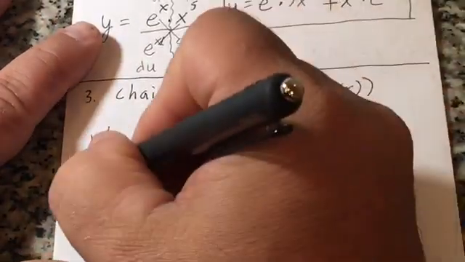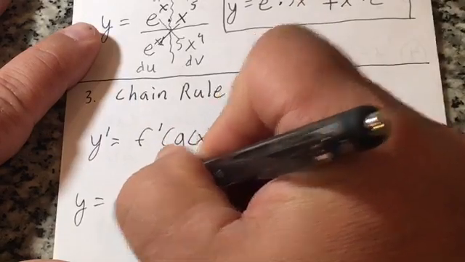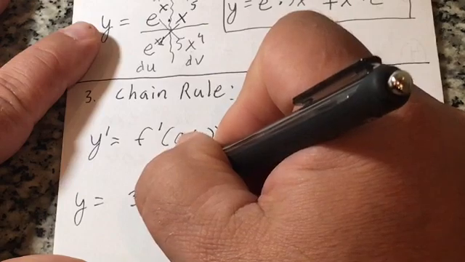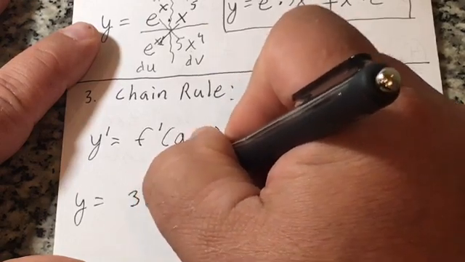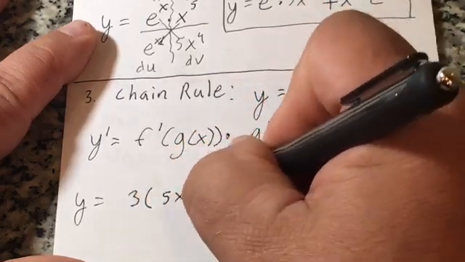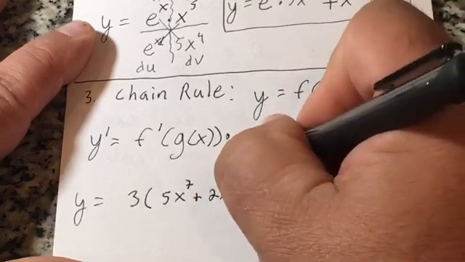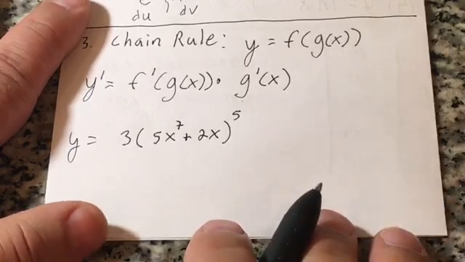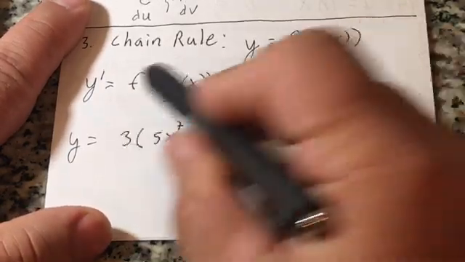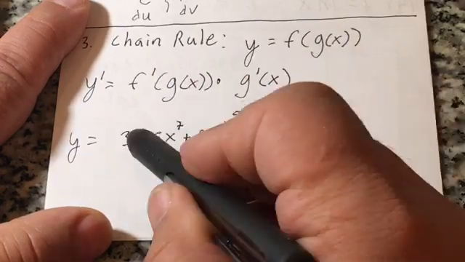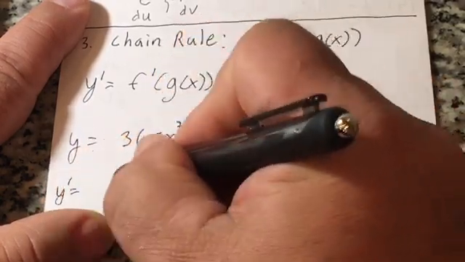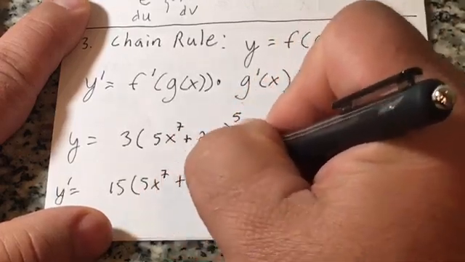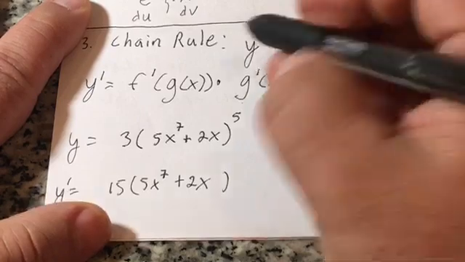So here's an example. If I have y equals 3 times (5x to the 7th plus 2x) to the 5th power. Looks really complicated, but we're going to implement the chain rule. So we're going to do the derivative of the outside. That's the f prime of x. So 5 times 3, that's going to give me 15. And then I just copy this down, 5x to the 7th plus 2x, and I subtract 1 from that 5 to the 4th power.